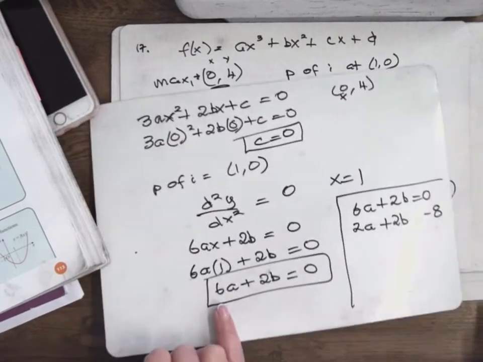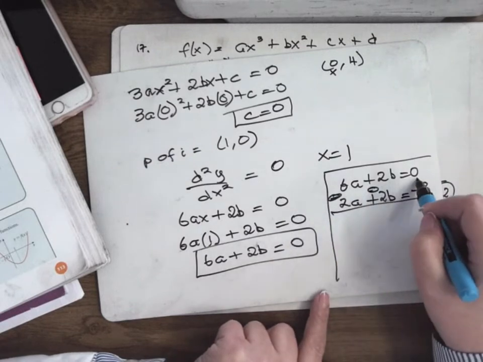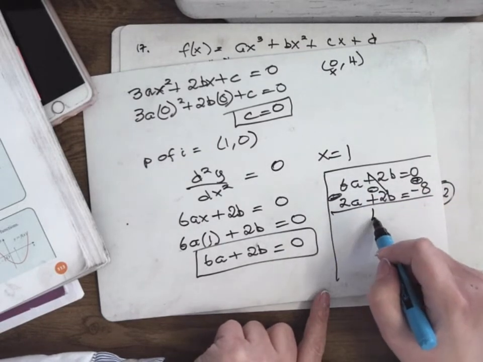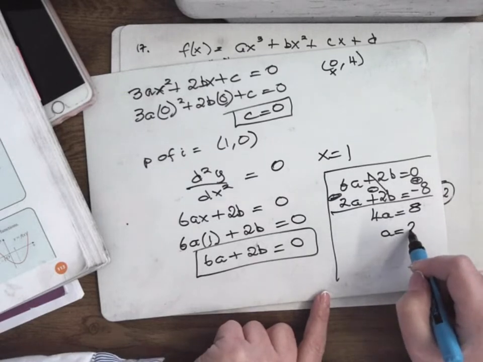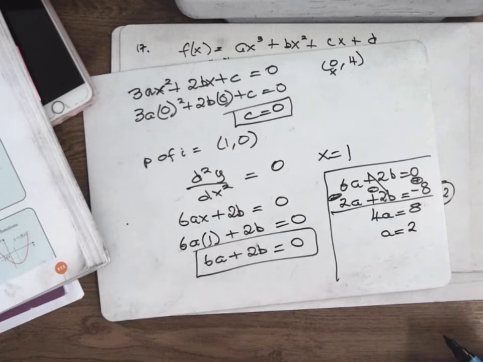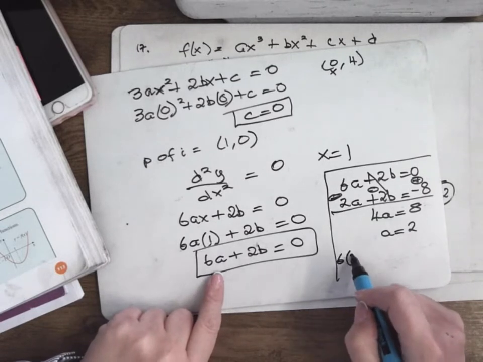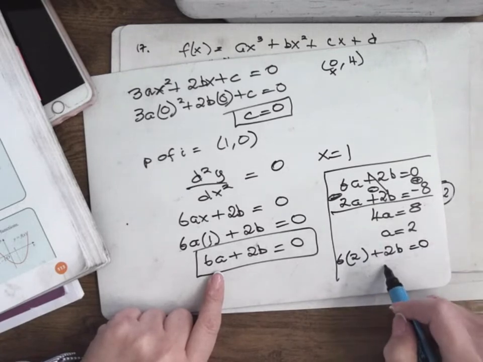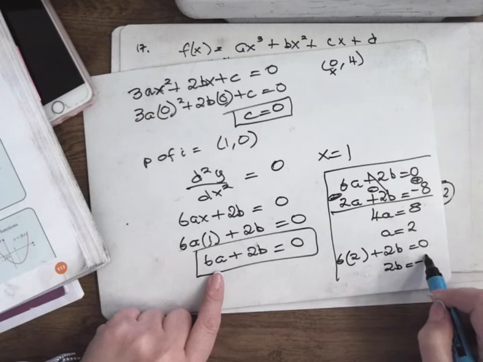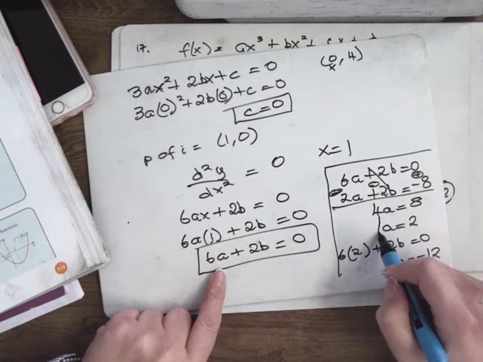Agreed? So then I change the signs. Minus, minus, plus. They cancel. You get 4a equals 8, so a is equal to 2. Have I right? I have. And then I'll use this: 6a plus 2b equals 0. So 6 times 2 plus 2b equals 0, so 2b is equal to minus 12, so b is equal to minus 6. There we go.